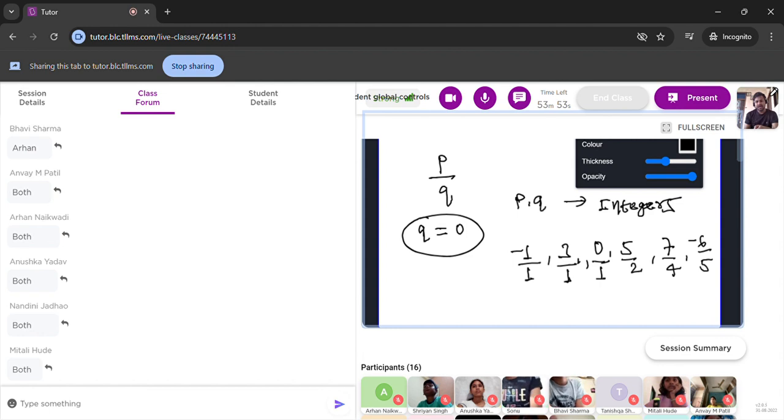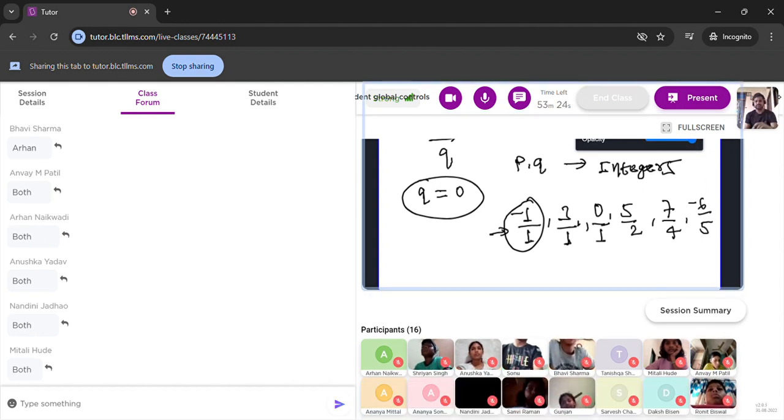Okay, and so in the form of p by q, -1 divided by 1. Okay, -1 is also an integer and 1 is also an integer, and in a similar way this 3 is 3 divided by 1. So in place of p, 0 divided by 1 is equal to 0 only. Okay, I know, 0 only.